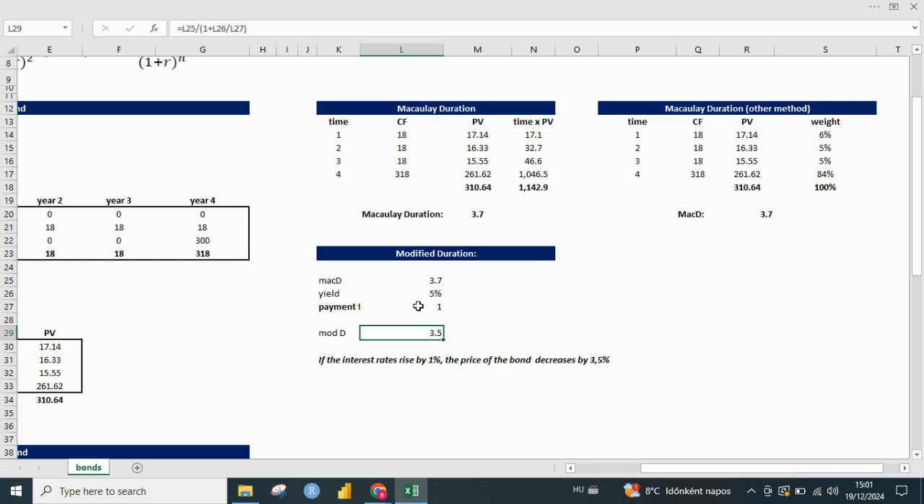We have to be able to interpret the meaning of it, which is actually the most important part of this lecture, and that's why I am teaching it to you. And what does it mean? It means that if the interest rates rise by 1%, the price of the bond decreases by 3.5%.